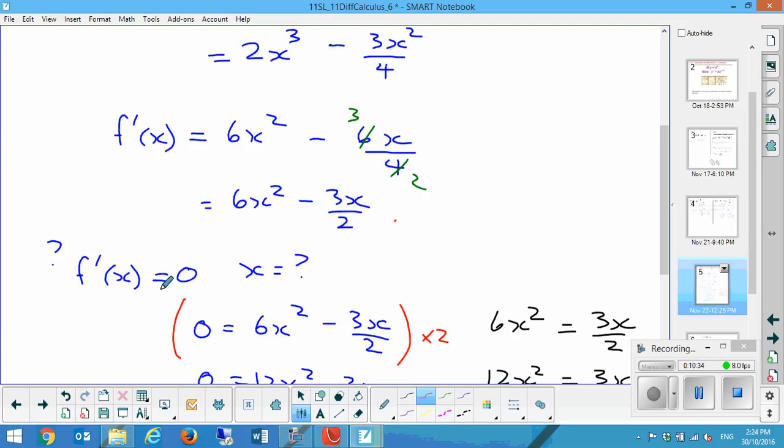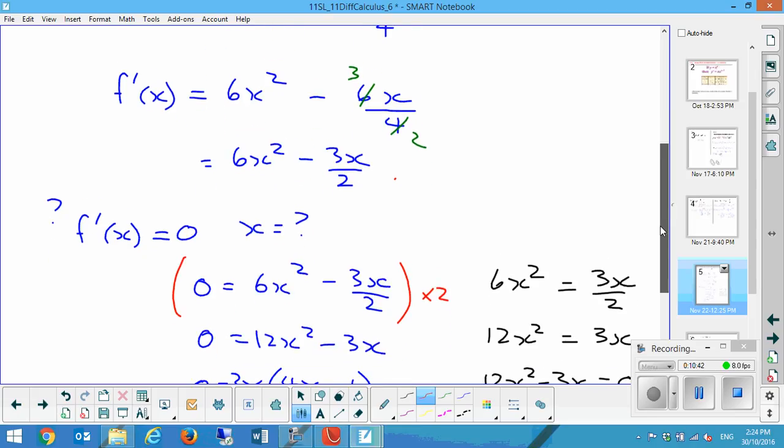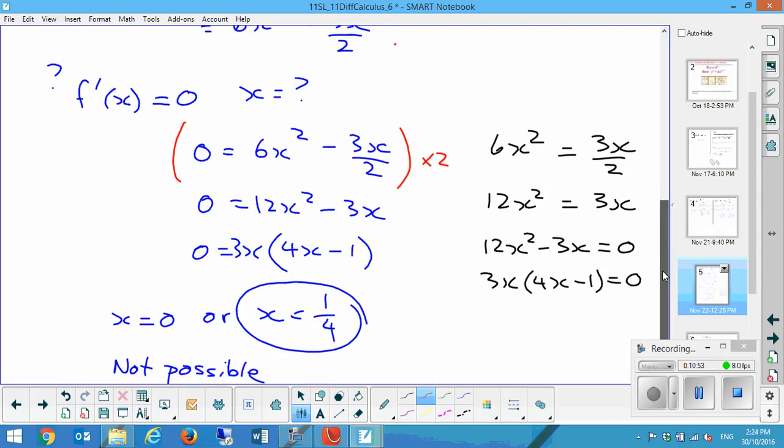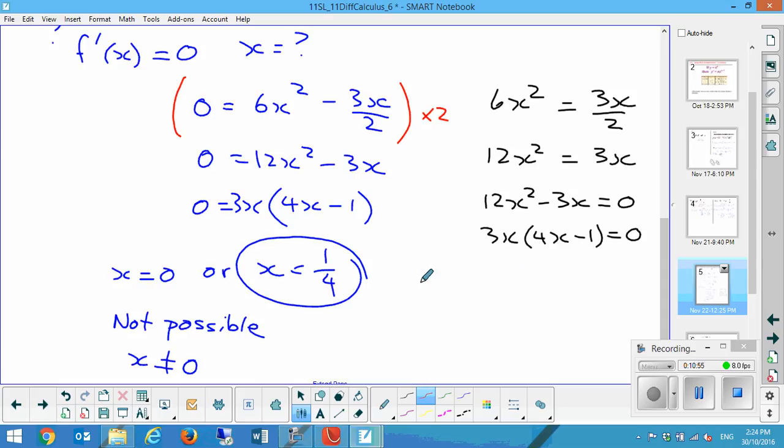Whereabouts does this derivative function equal 0? Like, what x values does this happen at? So we now want to make 0 equal to this. You can use various ways of solving that, but basically here we decided to multiply by 2 and then factorise it, because if it's a quadratic, you can either factorise or use the quadratic formula. When we factorise, we come out with either x equals 0 or x equals a quarter.